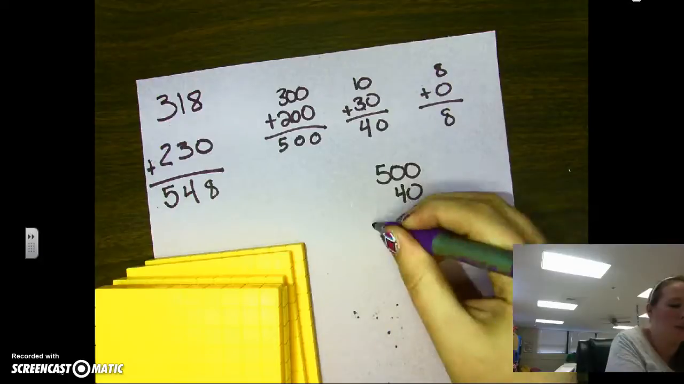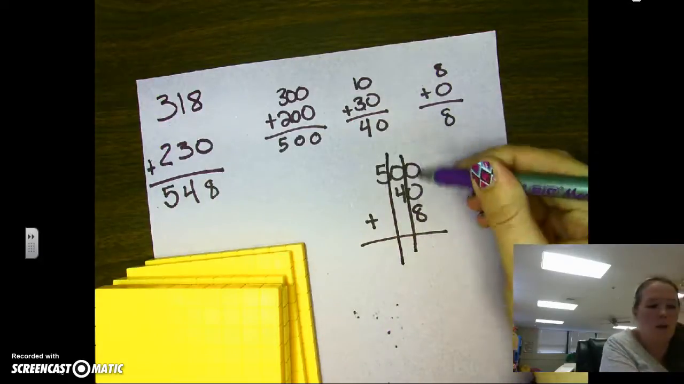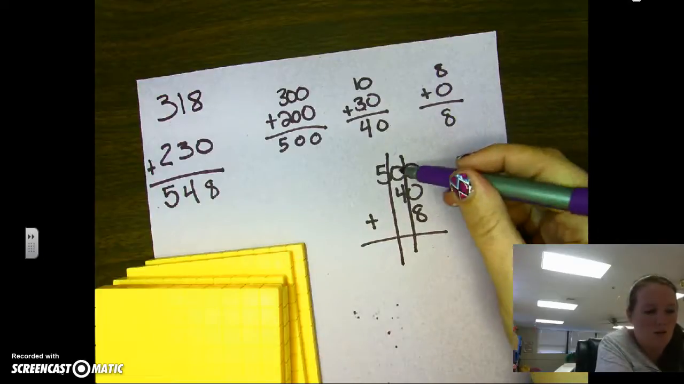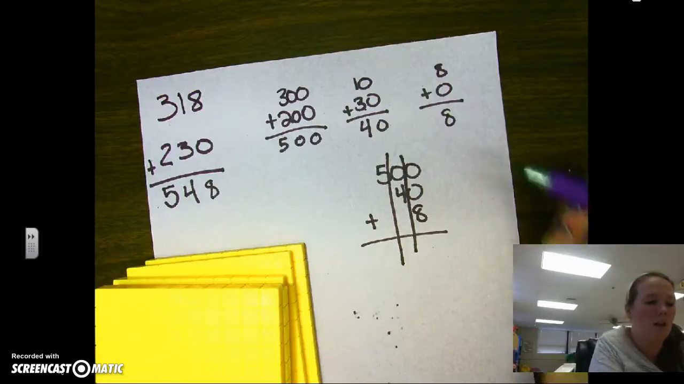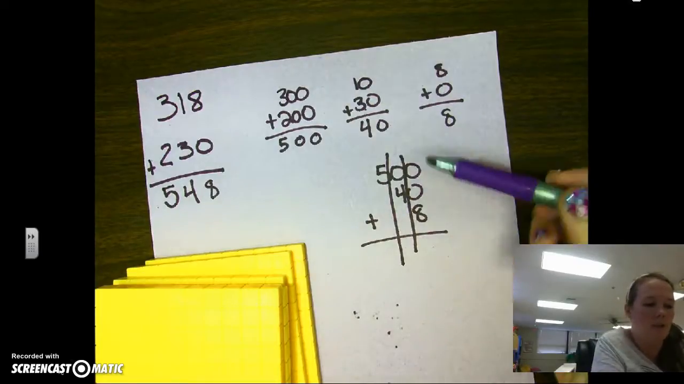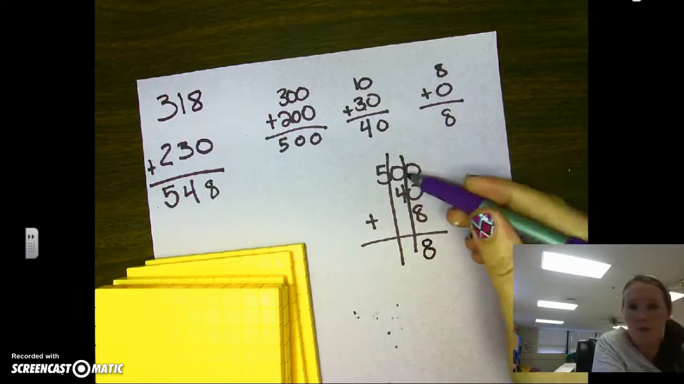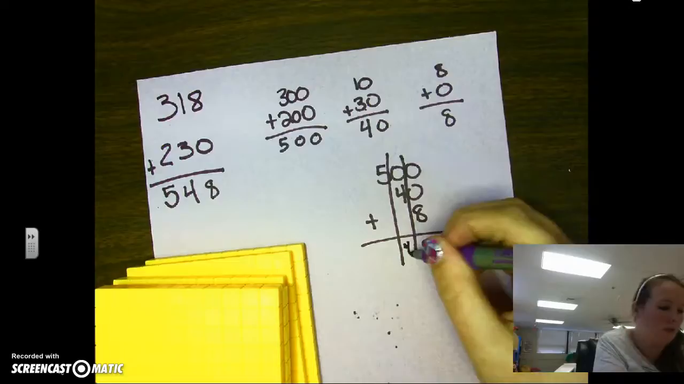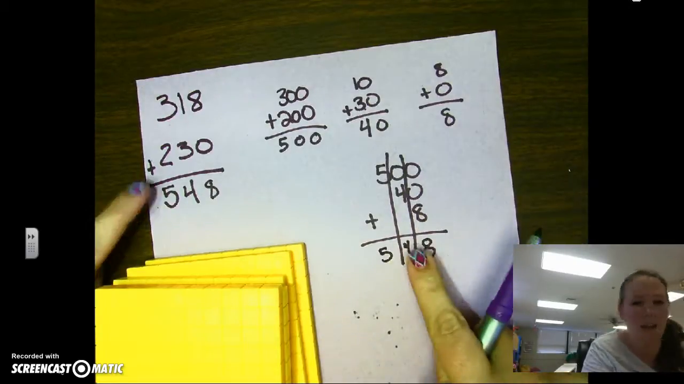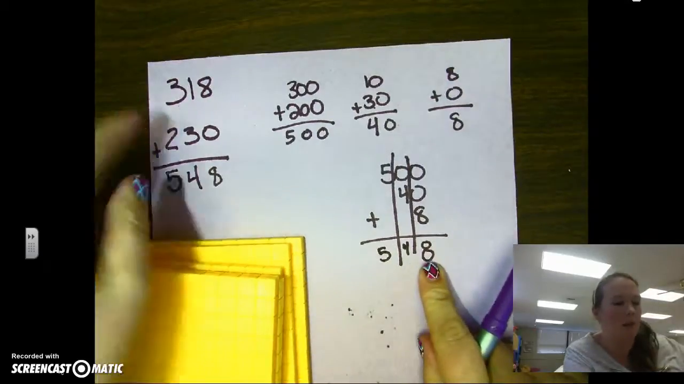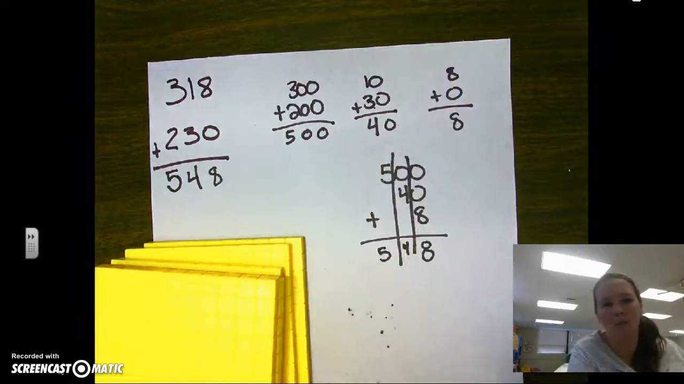Again, please make sure you are lining up your place values. All of your ones should be in a column together, your tens should be in a column together, your hundreds should be in a column together. Now I'm ready to add with these easier numbers. 0 plus 0 plus 8 is 8. 0 plus 4 is 4. 5 plus nothing is 5. And as you can see, I got the exact same answer. But this way, with the expanded algorithm, I get to add really easy numbers together.